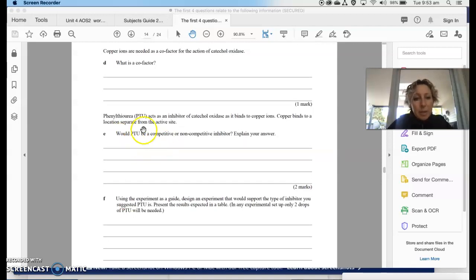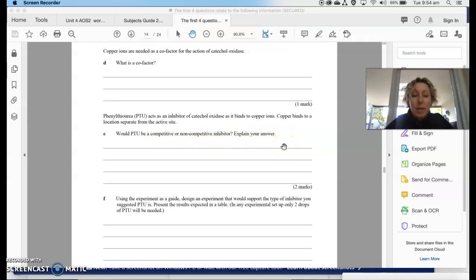Now here it says PTU acts as an inhibitor of catechol oxidase. It inhibits the enzyme as it binds to copper ions, and it's told you that the copper ions are the cofactor. Copper binds to a location separate from the active site. So we know PTU inhibits the enzyme by binding to copper ions, which also bind to an area on the enzyme that is not the active site. Would PTU be a competitive or non-competitive inhibitor?